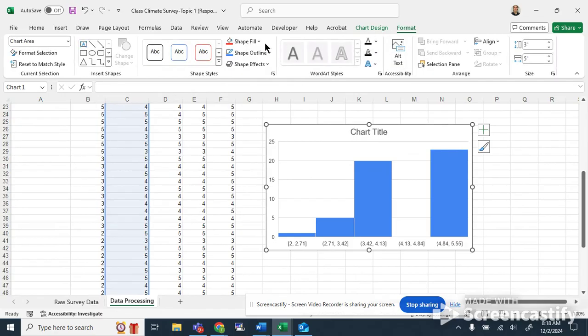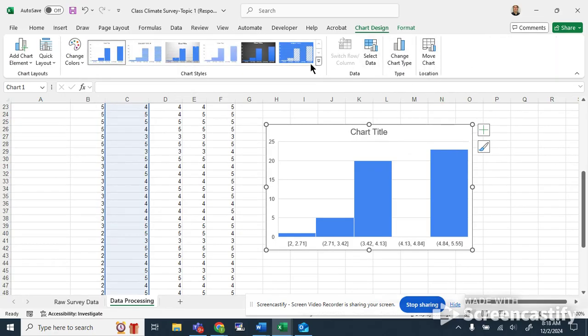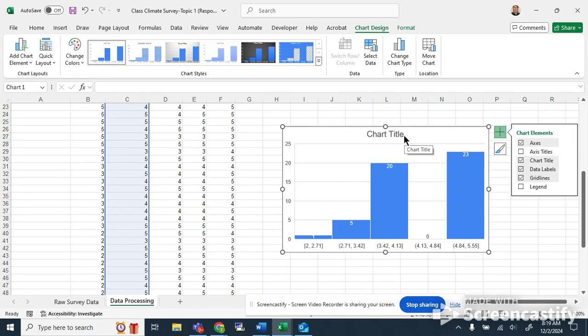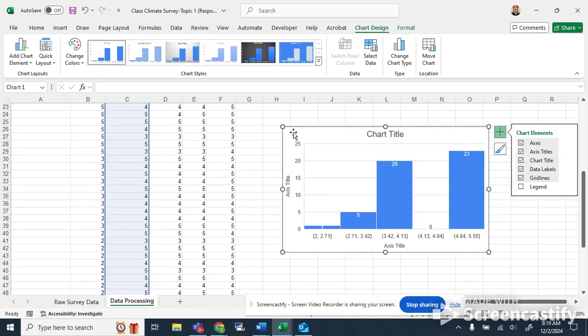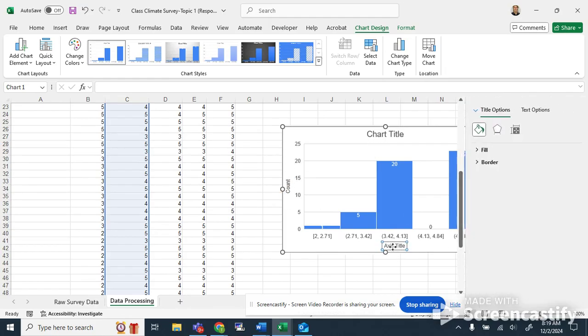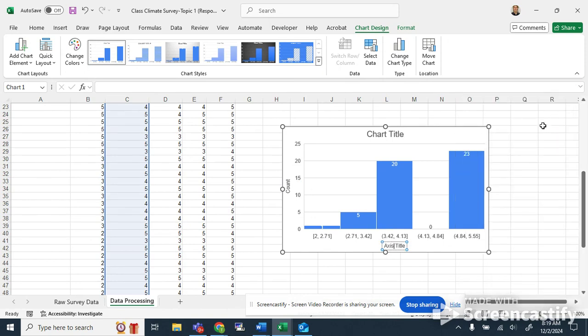You can also go to format and mess with things like the style. Please note, this is not an art project, so the style needs to be functional more than anything else. Make sure for every graph you add, the chart title is changed from this. Make sure you have axis titles so I know what this represents. For a lot of you with surveys, this will be count, and this will be question response range.